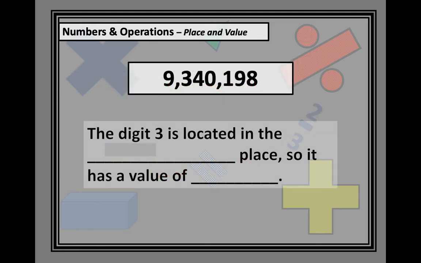We talked a lot about how the value of a digit is determined by the place that it's in. We know the place is where the digit is located in the number, and the value is how much it's worth. So in this example, 9,340,198, the digit 3 is located in the hundred thousands place. Because it's in the hundred thousands place, it has a value of 300,000.